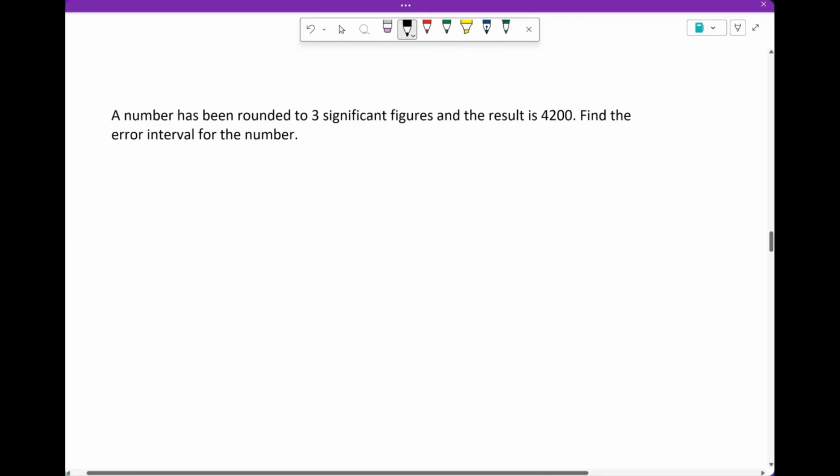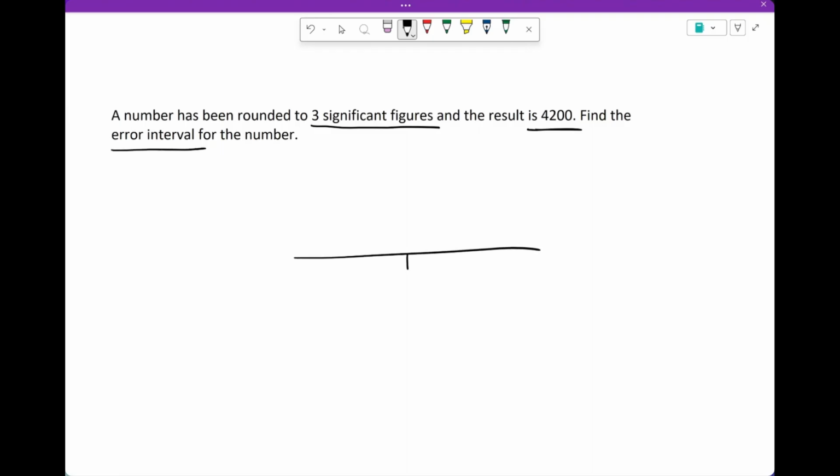A number has been rounded to 3 significant figures, that's our degree of accuracy, and the result is once again 4,200. We need to find our error interval. So let's draw a number line, and we're going to put 4,200 in the middle. So let's identify our third significant figure. So the 4 would be our first, and the 2 would be our second. Now usually the trailing zeros are not considered significant. However, remember we've rounded a number to 4,200, so we have to consider where would the third significant figure be, and it would be the next place value along. Therefore, this is the one that we're interested in this question.